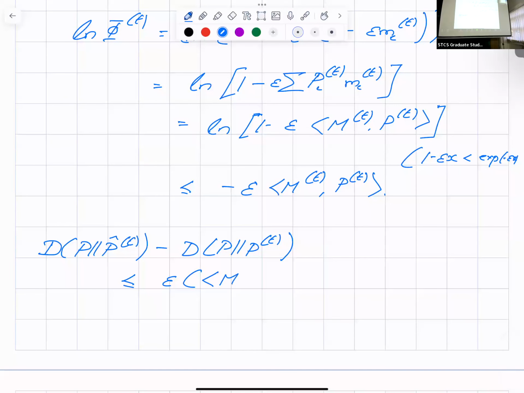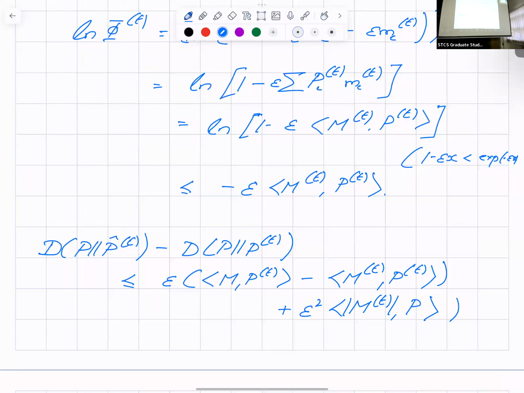Epsilon PMT minus MTPT plus epsilon square into P. That means P hat T plus 1. Yes, this is D. Okay.